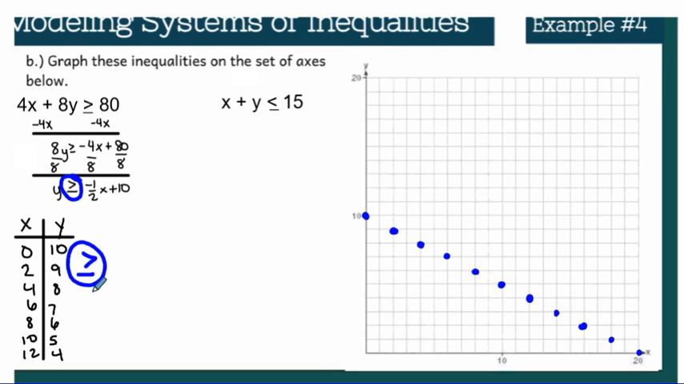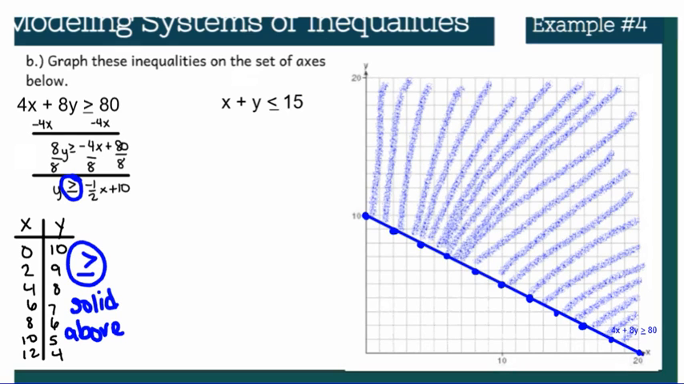Because this has the equal to symbol, we are going to connect our dots with a solid line. And because it is the greater than symbol, we are going to shade everything above this line. Please remember to shade lightly because we still have another inequality to put on this same graph. After you've connected your dots and done your shading, your graph should look something like this. Let's go to the next inequality.